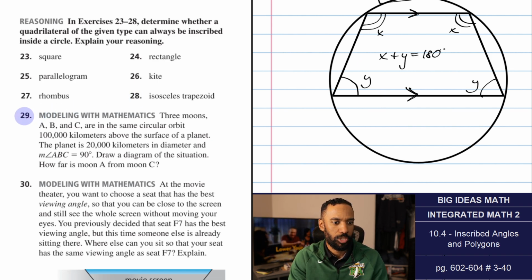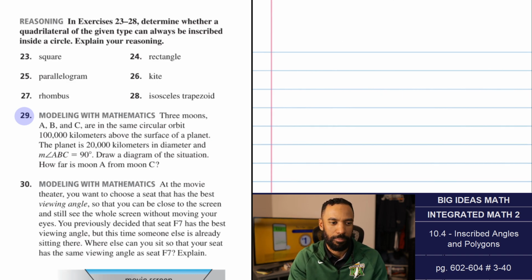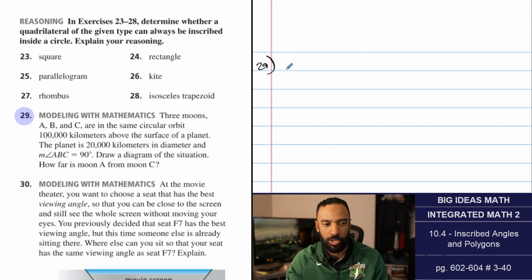Let's change pages. So number 29, modeling with mathematics. 3 moons. I thought I said 3 moms. 3 moons. A, B, and C are in the same circular orbit 100,000 kilometers above the surface of a planet. The planet is 20,000 kilometers in diameter and measure of angle ABC is 90 degrees. Draw a diagram of the situation. How far is moon A from moon C?